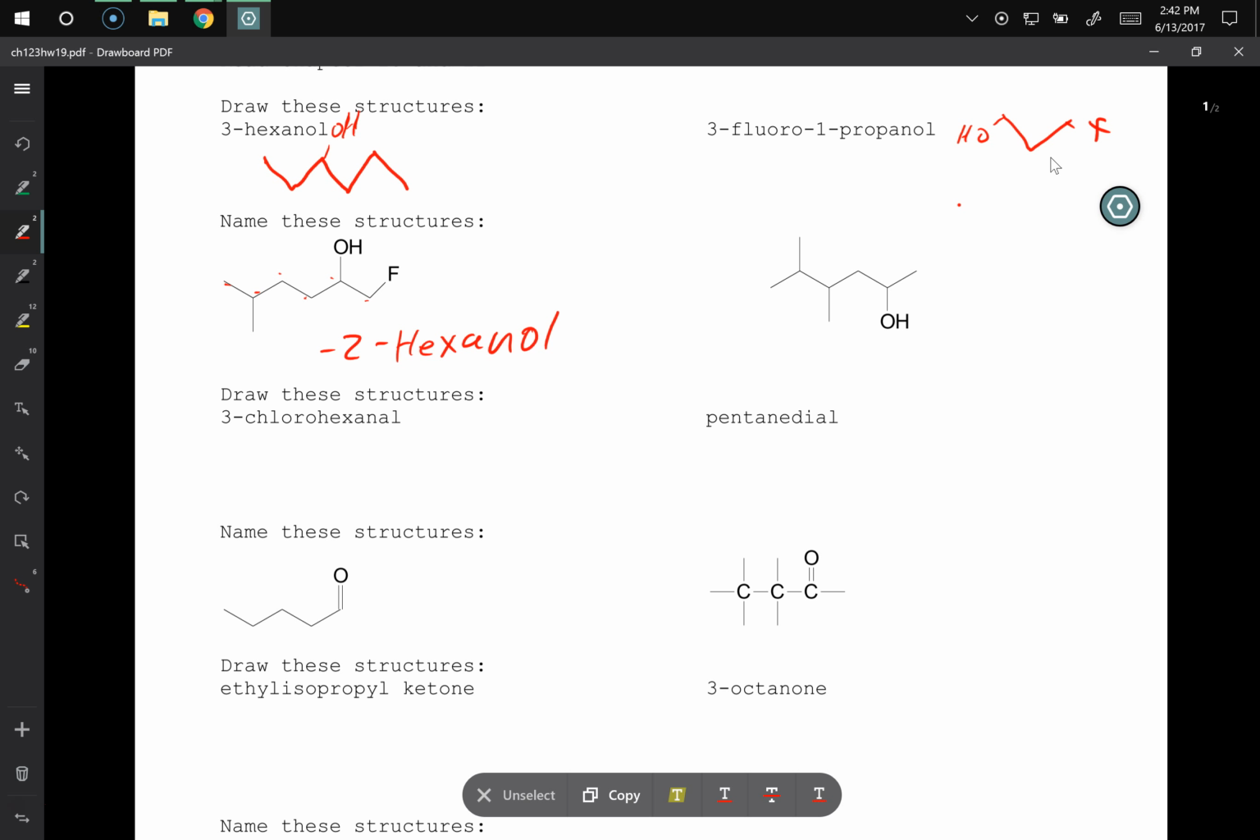Okay, and then what else do we have on this? A fluoro on number 1 and a methyl on 5. So 1-fluoro, 5-methyl. Sorry about that. What's wrong with that? What's wrong with saying 5-methyl, 1-fluoro? It's not alphabetical.